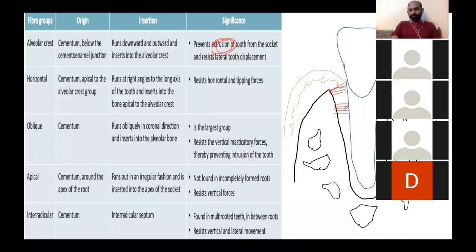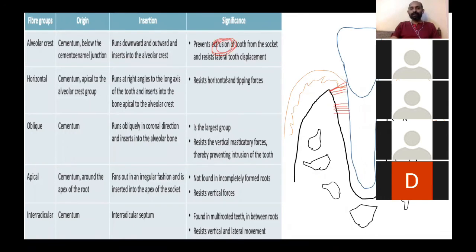It's a two-dimensional picture, so I'm only drawing it on one side, but you have to appreciate that three-dimensionally this is present all around your tooth. So these are called horizontal fibers, which lie horizontally, starting from the cementum and inserting onto your alveolar bone. They run at right angles to the cementum and the alveolar bone.